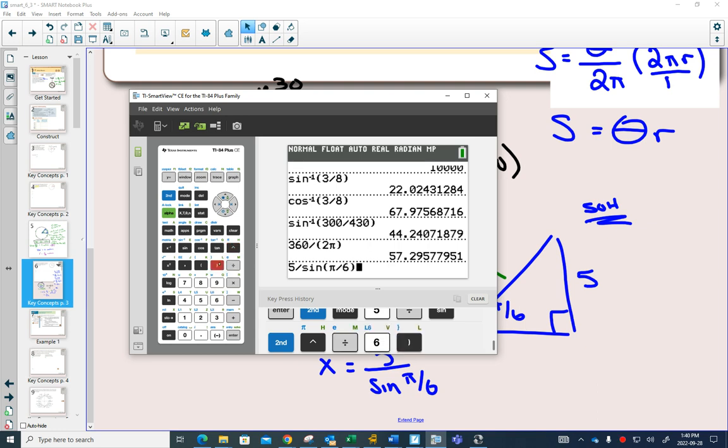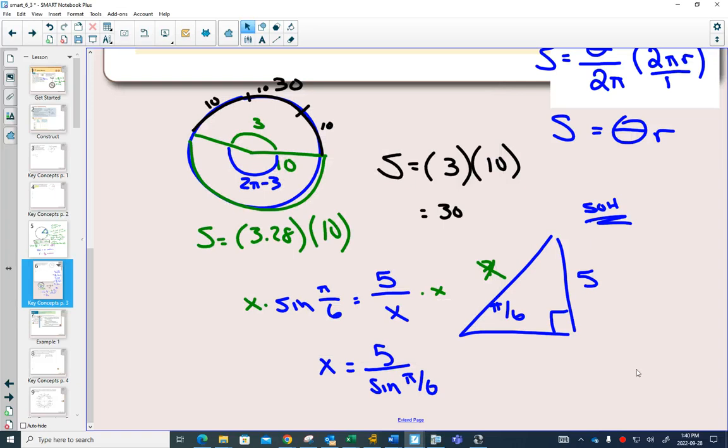Here's some good mental math for you. You ready to do that in your head? Yeah, it's 10, right? Oh, good. Perfect. So we figured out this is 10.